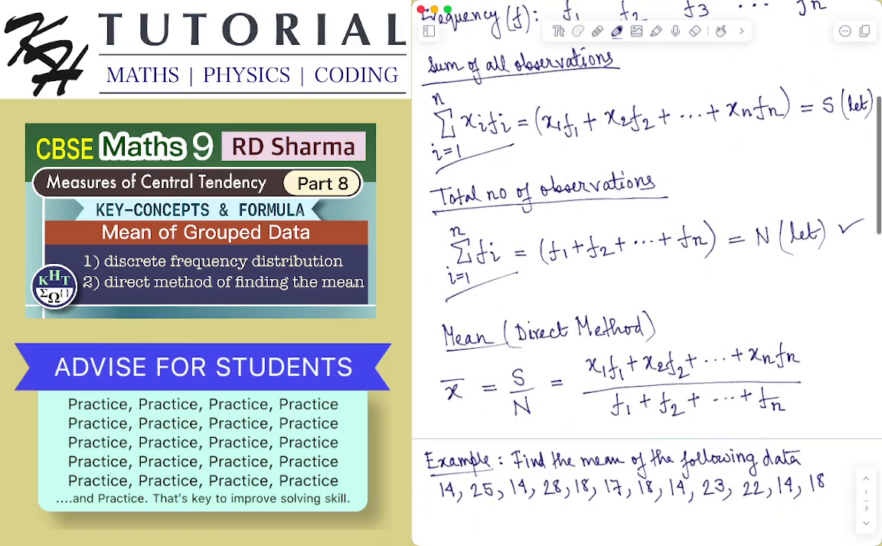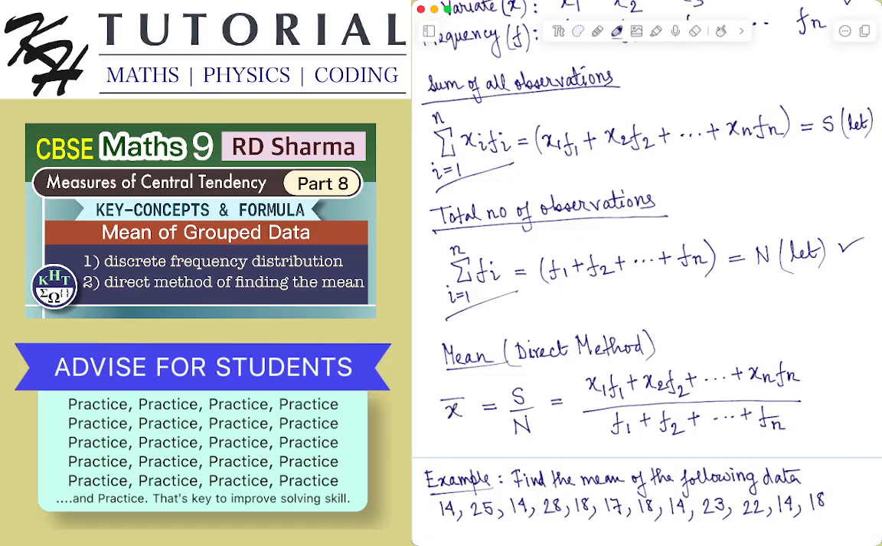So what will be the mean? The mean will obviously be capital S by N, that is the sum of all the observations divided by total number of observations. In a discrete frequency distribution, the sum of all the frequencies gives the total number of observations, and the sum of the product of unique value and the frequencies gives the sum of all observations. So the mean is x1 f1 plus x2 f2 plus up to xn fn whole divided by f1 plus f2 plus up to fn. This is the basic concept of finding the mean of a discrete frequency distribution.